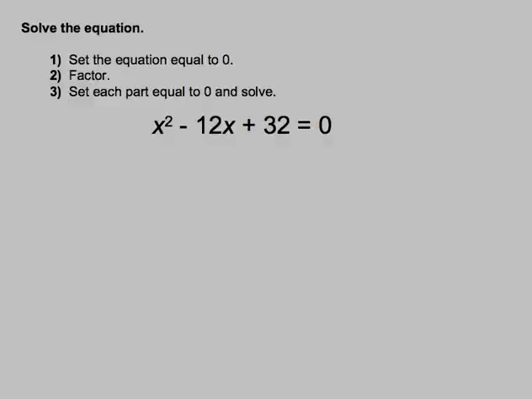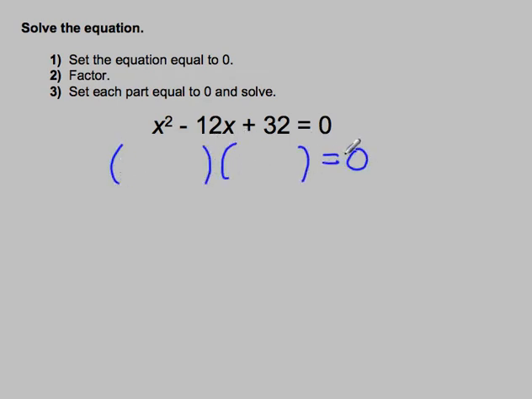Now we're going to solve the equation. The first thing you need to make sure of is that one side of the equation equals 0. This first problem that we're going to do does have equals 0 on the right side. So that means we're ready to go ahead and factor it. So let's put this in factored form, which is what we just finished doing.